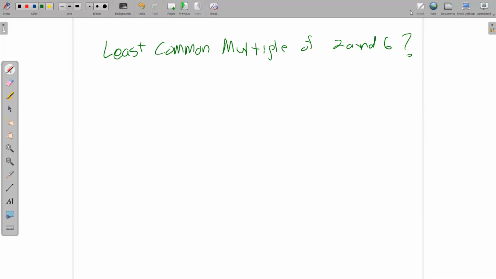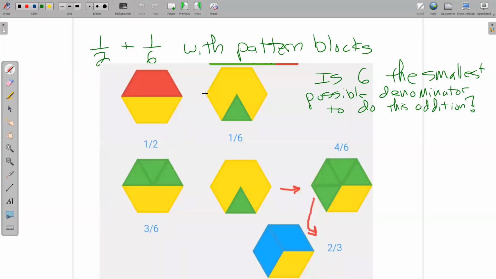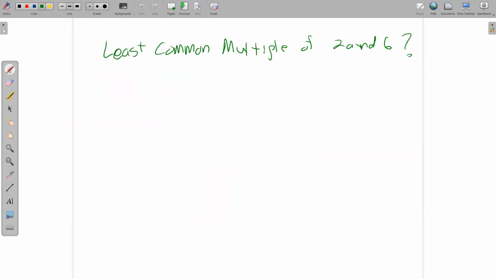So I'm just going to go back and look here, and then I'm going to remind you of a couple things. In this case, I was using my whole halves go one direction, 6 go the other direction, then I cut each like the other. That works great. It works all the time. Not too hard to draw the pictures. I ended up with 12s as the denominator. However, with these pieces here, I didn't even have to think about 12s. 6 came up naturally, right? So 12 is definitely a common multiple, and so is 6. So it turns out 6 is the lowest common multiple, the least common multiple of these two.